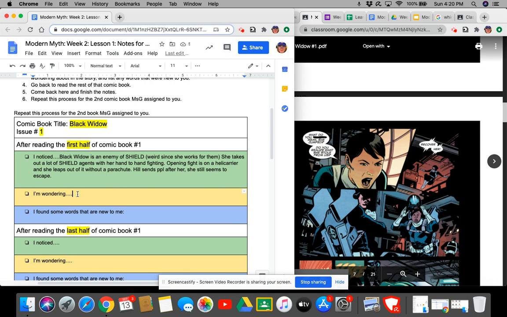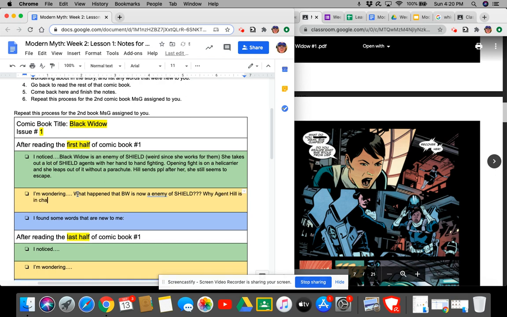I'm wondering what happened that Black Widow is now an enemy of S.H.I.E.L.D. Like, what did she do? What did they do? What's happening? I'm wondering why Agent Hill is in charge and not Nick Fury. I'm wondering where Nat's friends are, because usually she has some friends.